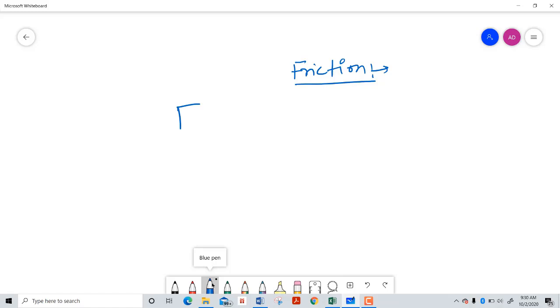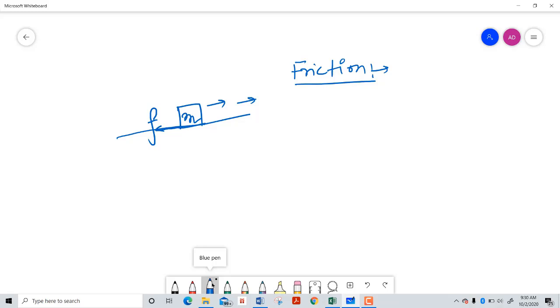Suppose there is an object on a surface with a mass of m, and it is moving in this direction. In this case, the friction works in the opposite direction and along the surface in contact. It is actually a relative motion of the object with respect to the surface. We represent the force of friction by small f, the force that resists the motion of an object.